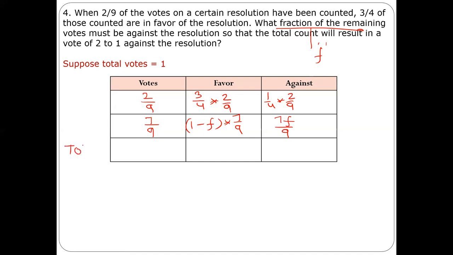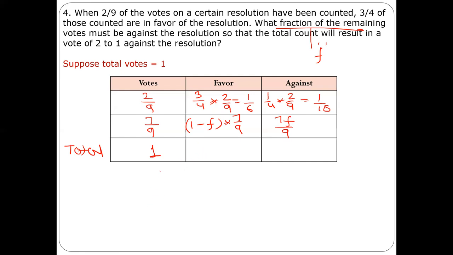I think I should put total over here. So total number of votes is 1, right? And how many votes were in favor? So if we just calculate, this would be 1 by 6. Correct? And this would be 1 by 18. Am I correct? Right?